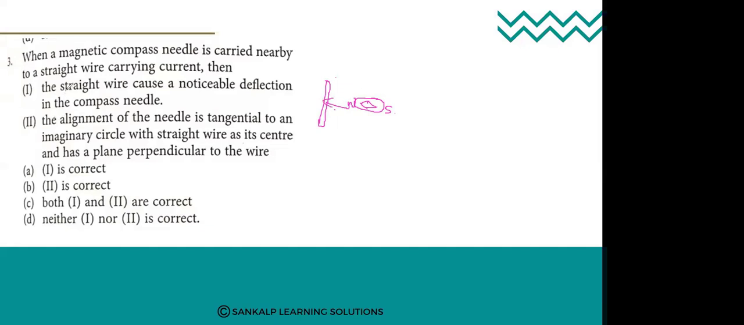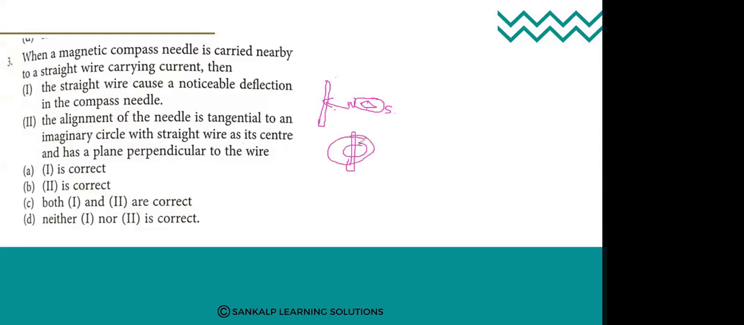So this compass needle, when you take it near the current carrying wire, two statements they have given. The straight wire causes a noticeable deflection in the compass needle. So the first statement says the needle will show the deflection. Second statement is the alignment of the needle is tangential to an imaginary circle with the straight wire as its center and has a plane perpendicular to the wire. Means here whatever the wire is there, it will produce the magnetism.